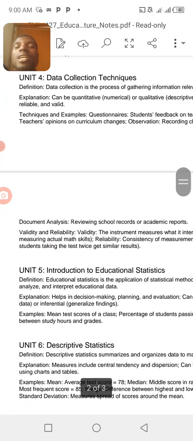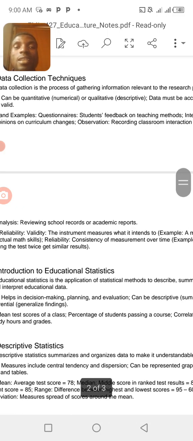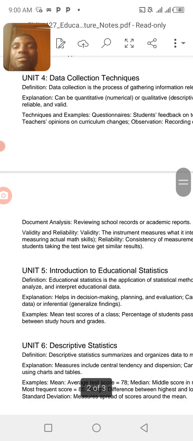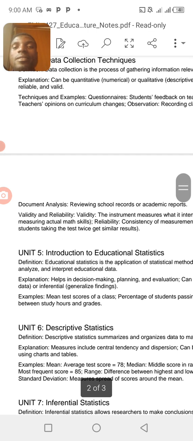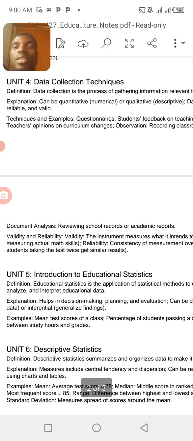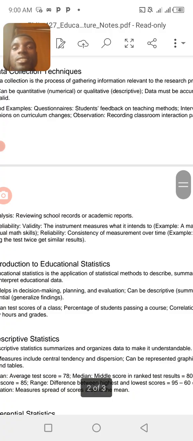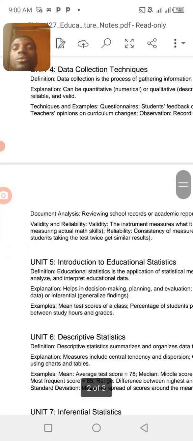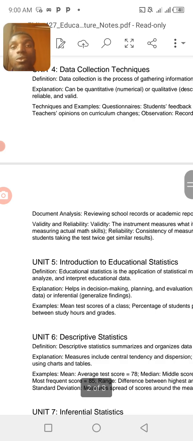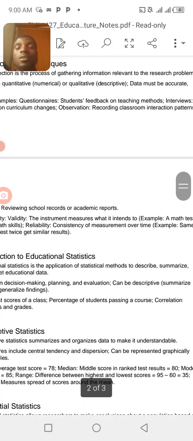So data must be accurate, reliable, and valid. So wherever you are getting your data from, make sure that the source is what? Reliable and accurate and valid, right? Then techniques and examples which you can use for your data collection. We have questionnaires. That means you ask students' feedback on teaching methods of the staff, right? Interviews, teachers' opinion on curriculum change, observation, recording classroom interactions and patterns.